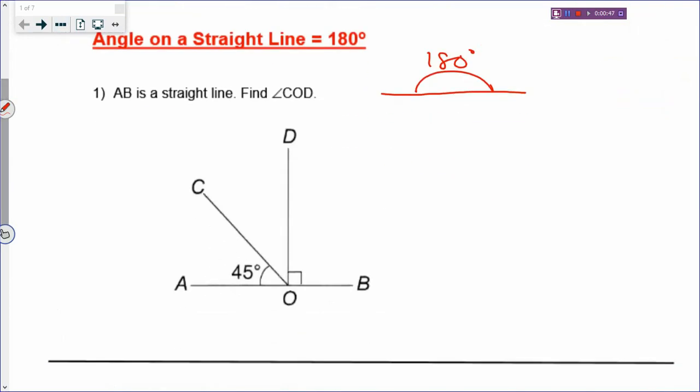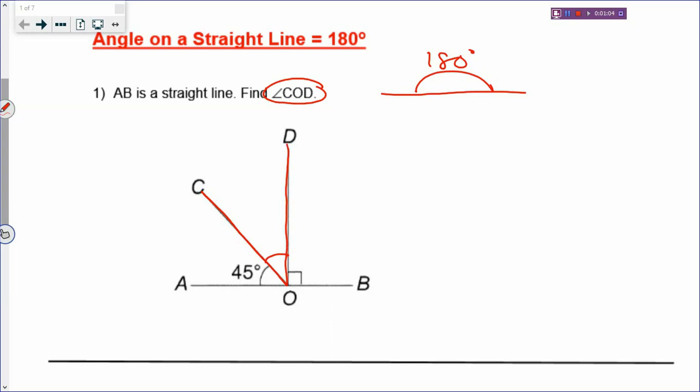So how do I find angle COD? Now, you have to recognize what is angle COD. So where is the angle? You start from C, O, D. You can see there are two lines, right? Two red lines. So the angle is between the two lines, and that's what you're supposed to find.